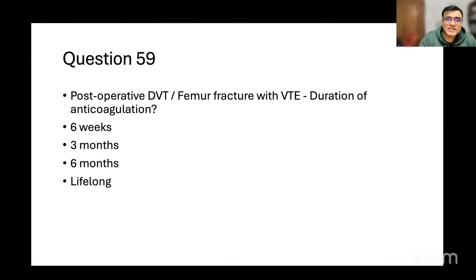Post-operative DVT, femur fracture with VT, duration of anticoagulation. Whenever you have something which has caused DVT, then the duration is 3 months. If this had been a patient with a malignancy, or where no risk factor had been found, then it would have been extended duration or lifelong. But here you have a cause for it, right? So whenever you have a cause, the duration is 3 months according to the guidelines.